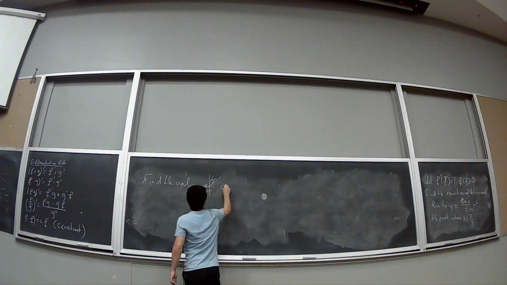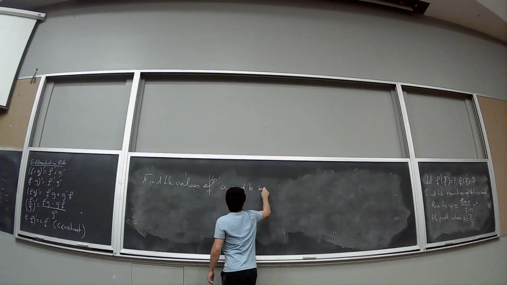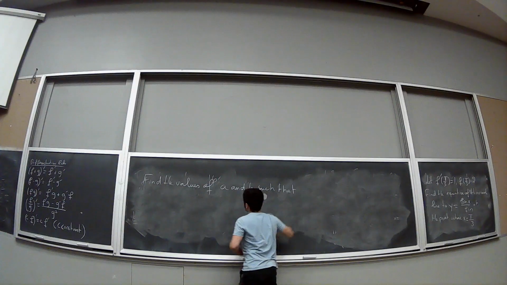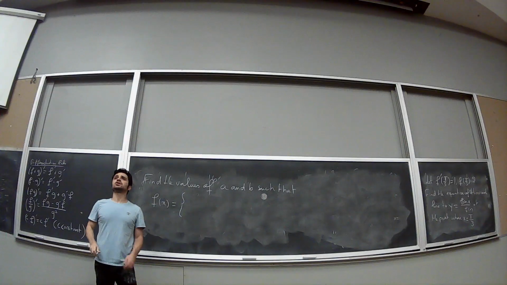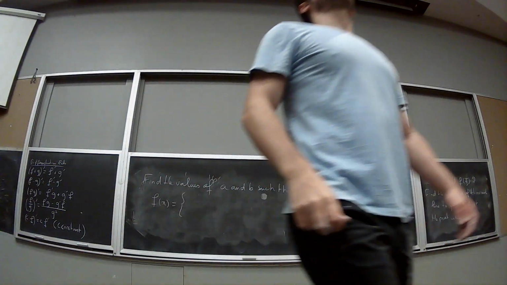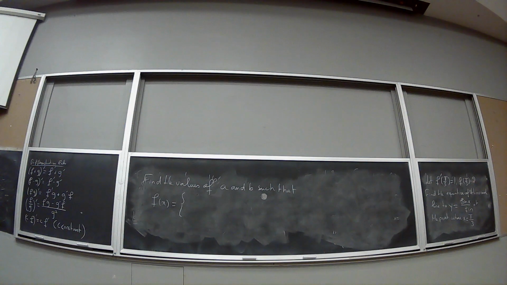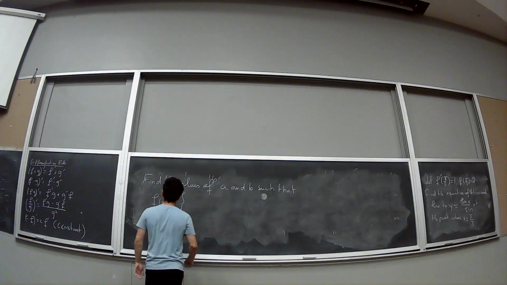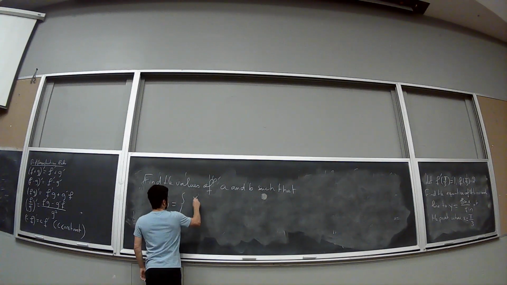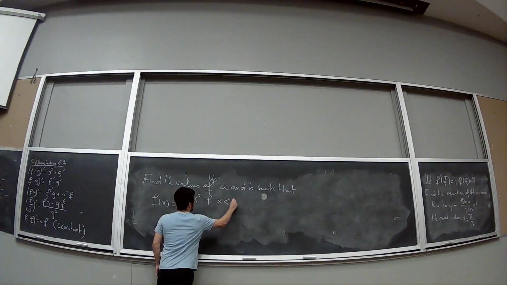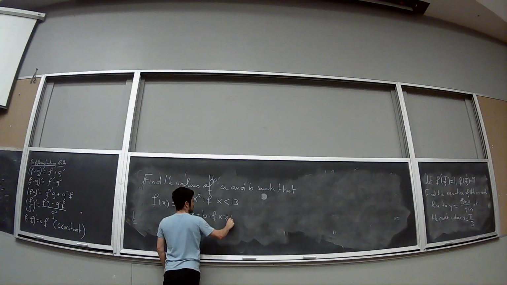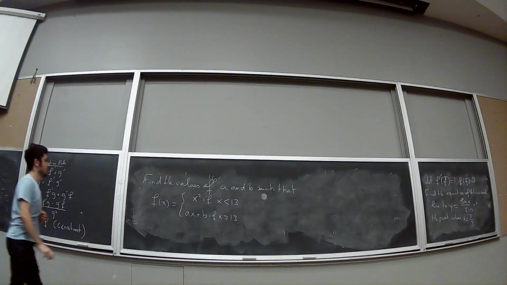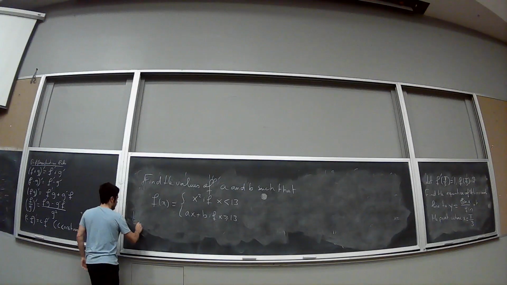Find the values of a and b such that, okay, who volunteers for a number? Who wants to give a number? 13. Okay, thank you. Such that f of x, equal to x squared for x less than 13 and ax plus b otherwise, is differentiable on R.